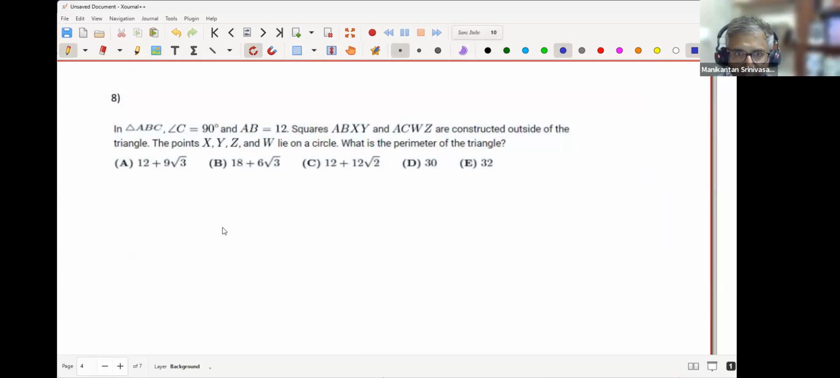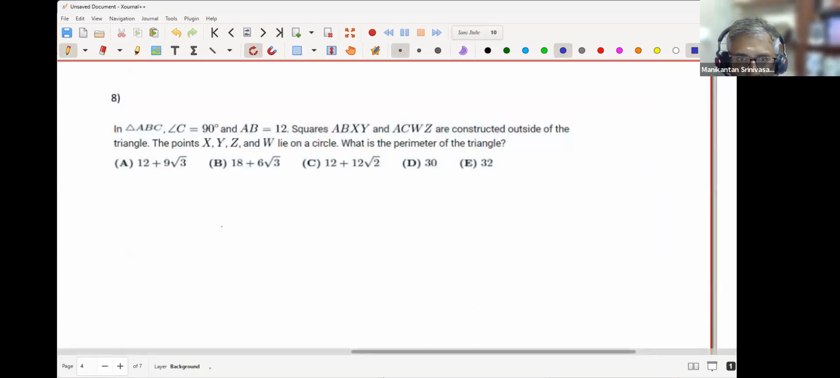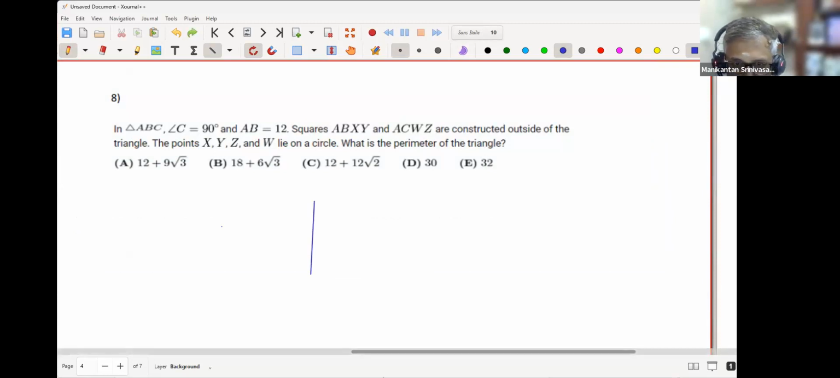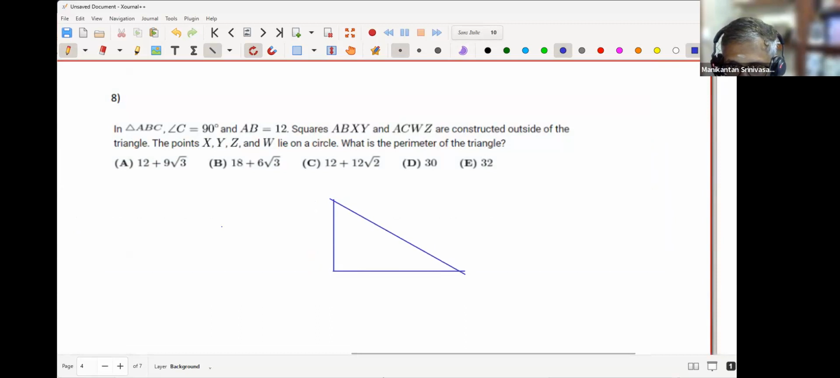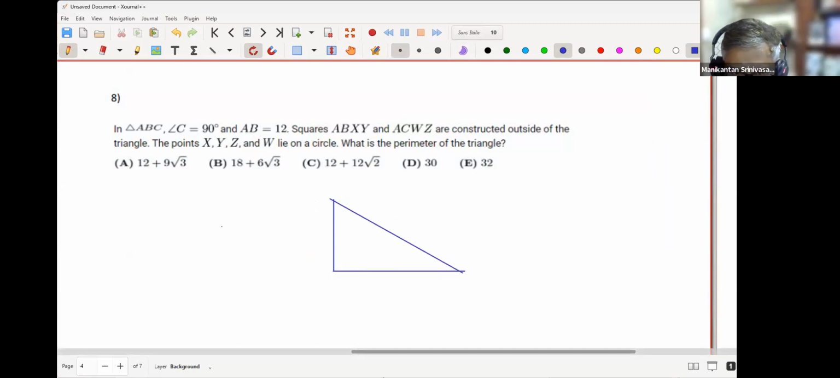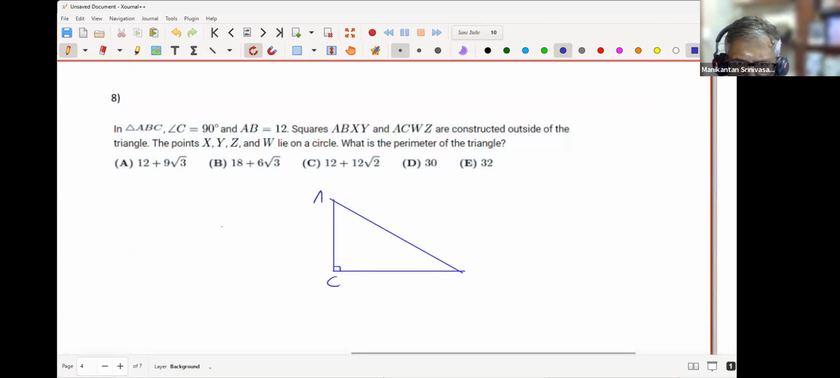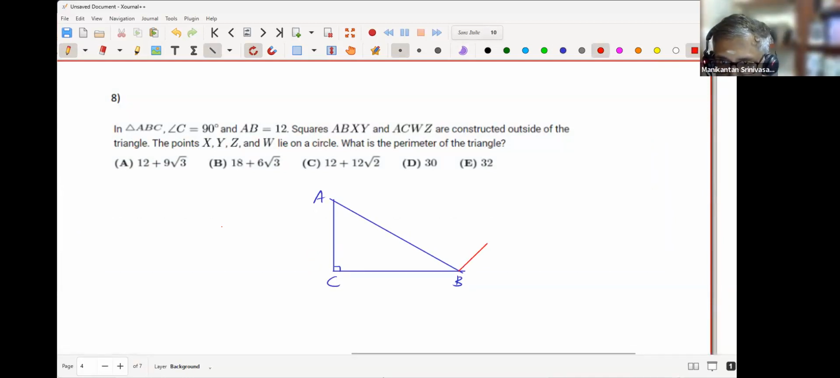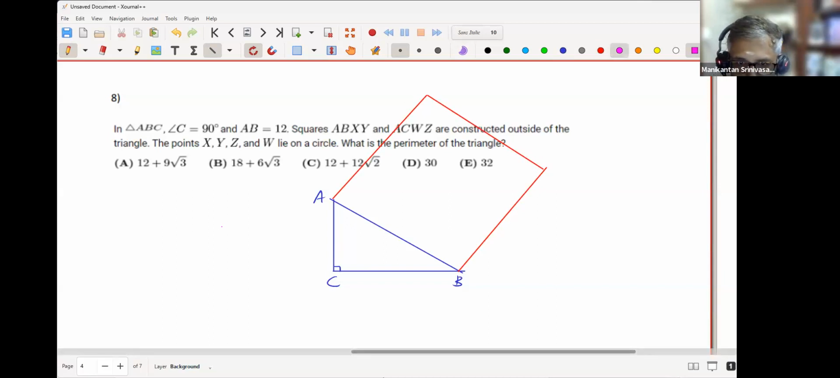Okay, so I have triangle ABC, angle C is 90 and AB equals 12. Let's draw a picture. So this is ABC, angle C is 90. AB is 12. And then ABXY and ACWZ are constructed outside the triangle. Let me construct ABXY here outside the triangle. X is somewhere here, Y is somewhere here, so this is that square. And then there is ACWZ, which is here.